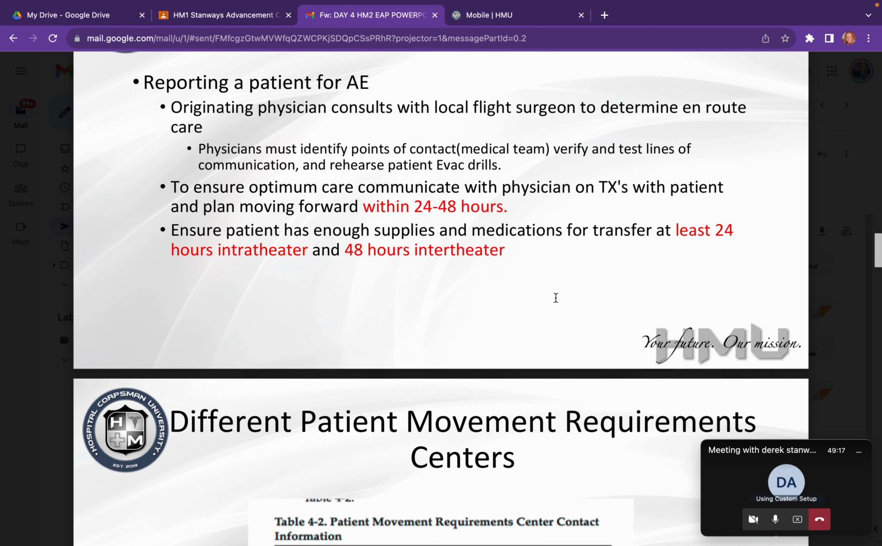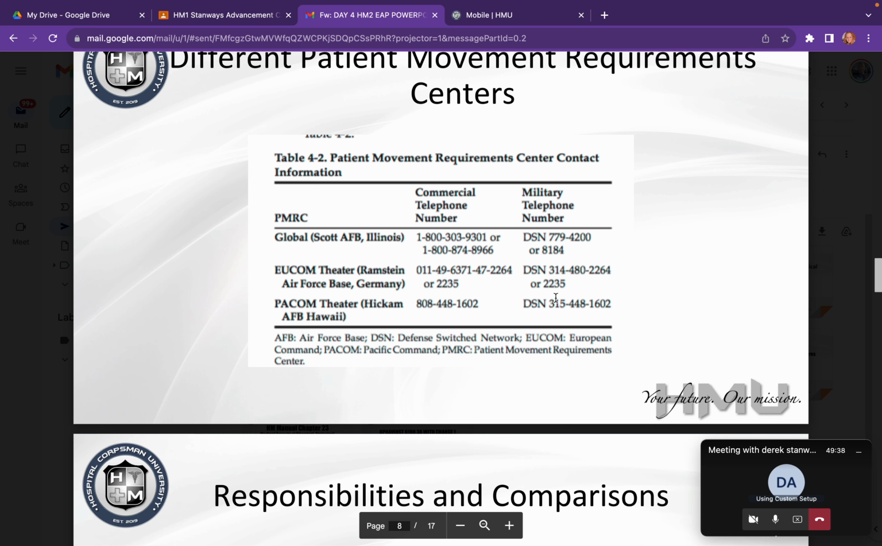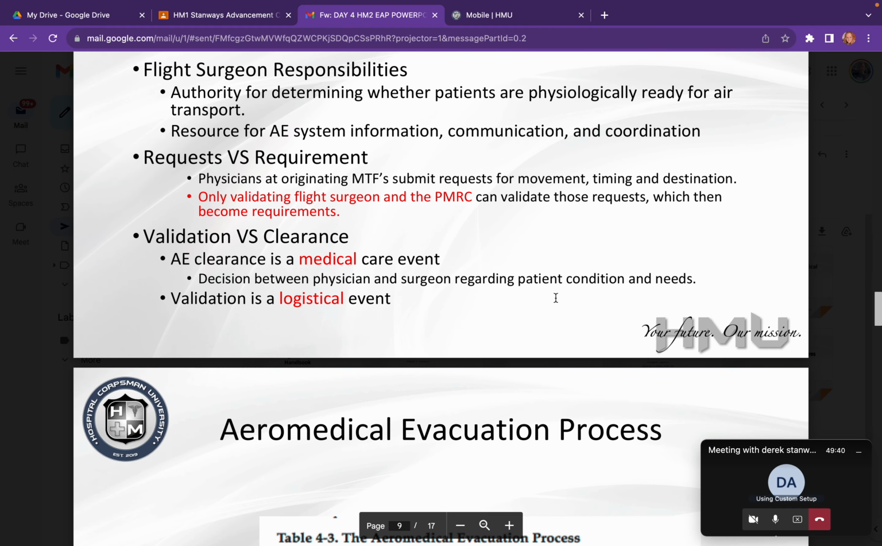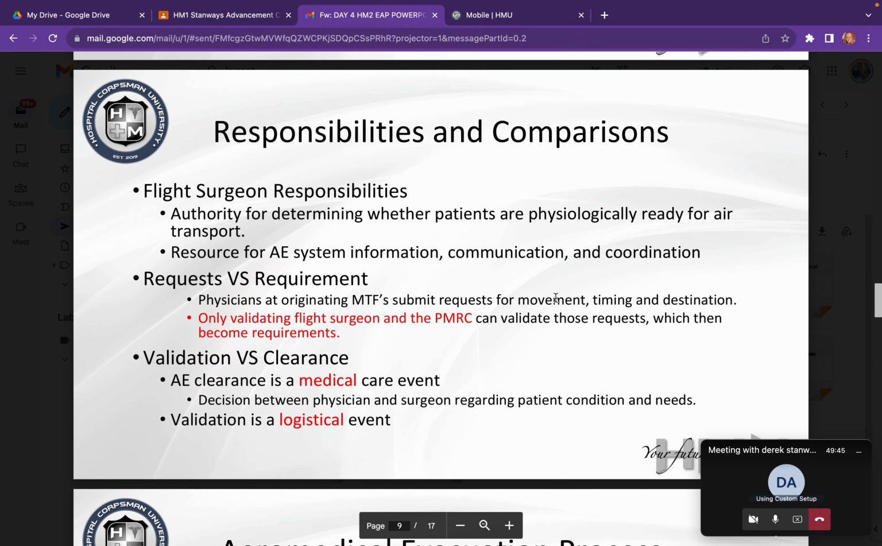PMRC, so patient movement requirements center contact information. These are just the contacts or the locations, so global, EUCOM theater, PACOM theater, just the facilities where their PMRC or patient movement centers are. The system that's used to track these patients that are moved via PMRC or TPMRC or GPMRC is TRAC2ES. So essentially you put all the inpatient data in there, so let them know, hey, here's the accepted physician at this facility, this is where they're going to, and they expect your treatment moving forward.